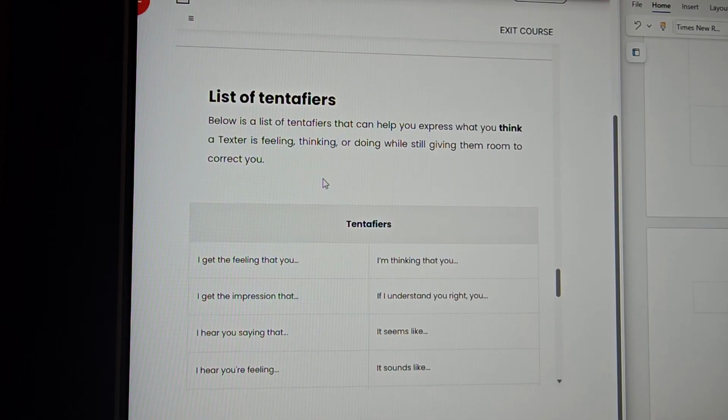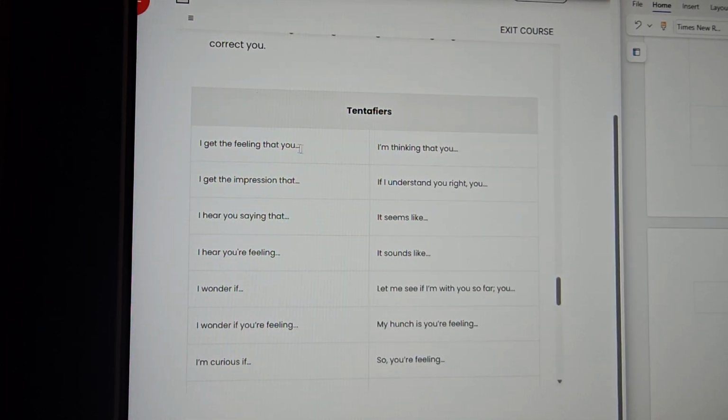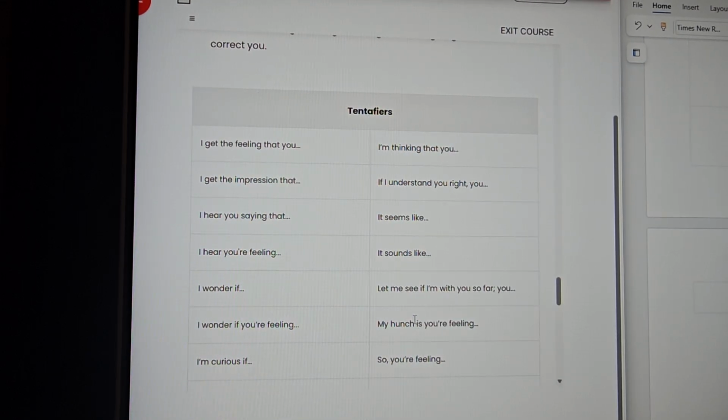Okay, list of tentatifiers. What do you think the texter is feeling, thinking, or doing, while giving them room to correct you? I get the feeling that, I get the impression that, I hear that, I hear you saying, I wonder, I'm curious if, so you're feeling, my hunch is you're feeling, let me see if I understand you so far, it sounds like, it seems like, if I understand you right, I'm thinking that you.